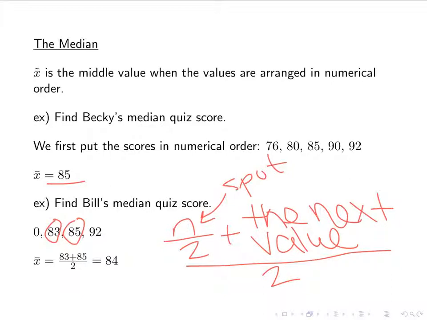For Bill, remember his mean was a 65, which wasn't a very good indication of his grades, getting rid of that 0. His median is an 84. That's much more indicative of his 83, 85, and 92. So sometimes the median is a better example of the middle than the mean.